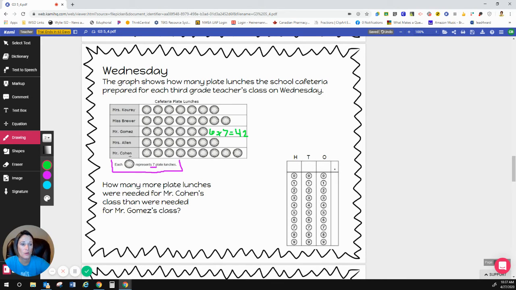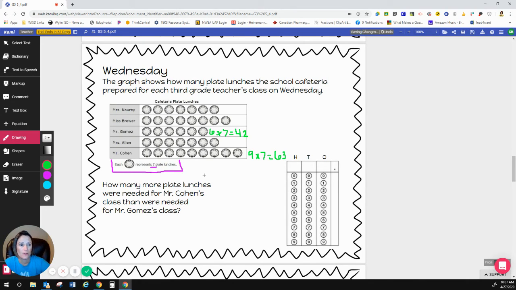All right? So now let's look at Mr. Cohen's class, because that was the other person we need to compare. He has 1, 2, 3, 4, 5, 6, 7, 8, 9 plates. And each plate is worth how much? 9 groups of 7. Okay, pause and solve that. You know it needs to be greater than 42 because 6 groups of 7 was 42. So 9 groups is going to be greater. My total is 63.